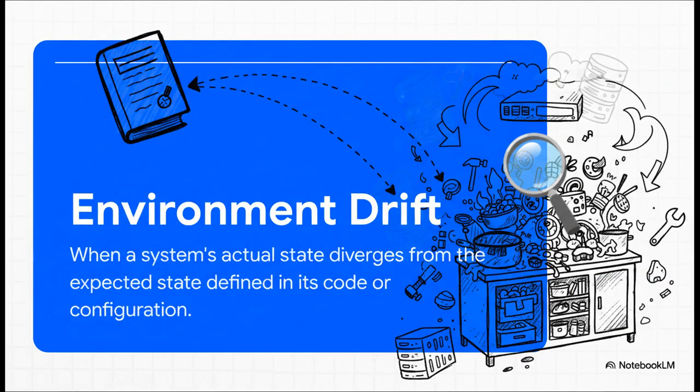Okay, our second big problem is something called environment drift. The best way to think about this is like a recipe. Developers write a super precise recipe, the code, that tells the system exactly how to run. But over time, people make tiny little manual changes, maybe a quick fix here or a failed update there, and the actual kitchen, that's the live system, starts to diverge from the original recipe. Little by little, it drifts away from how it was designed, and that's when things get really unpredictable.